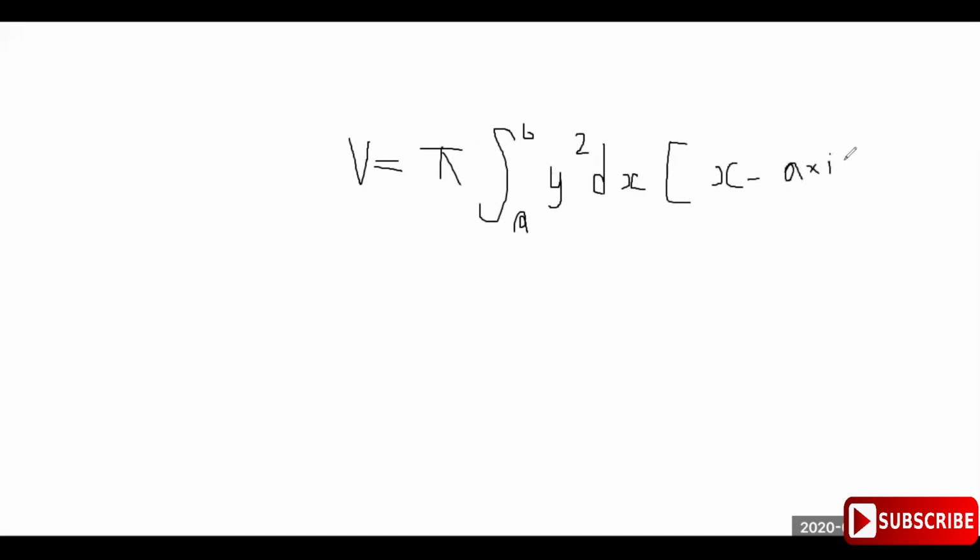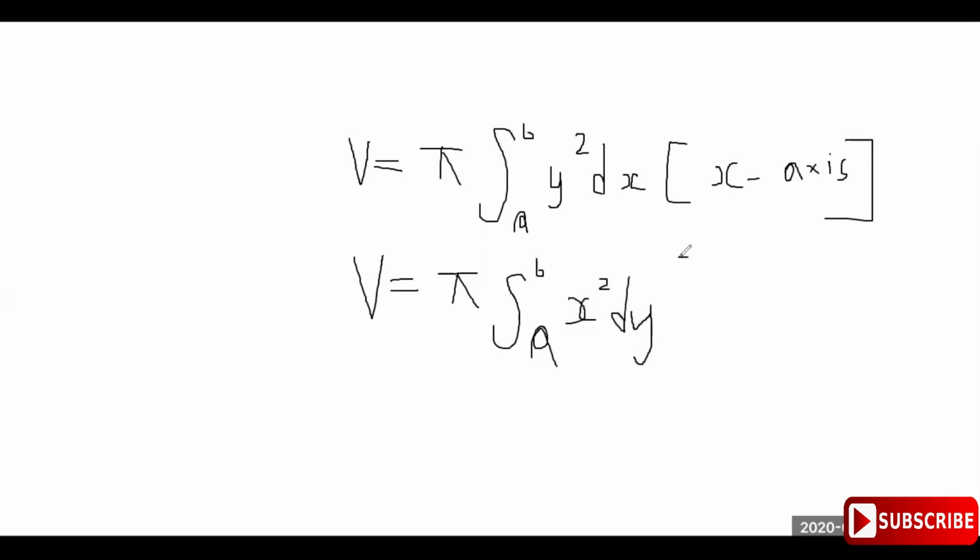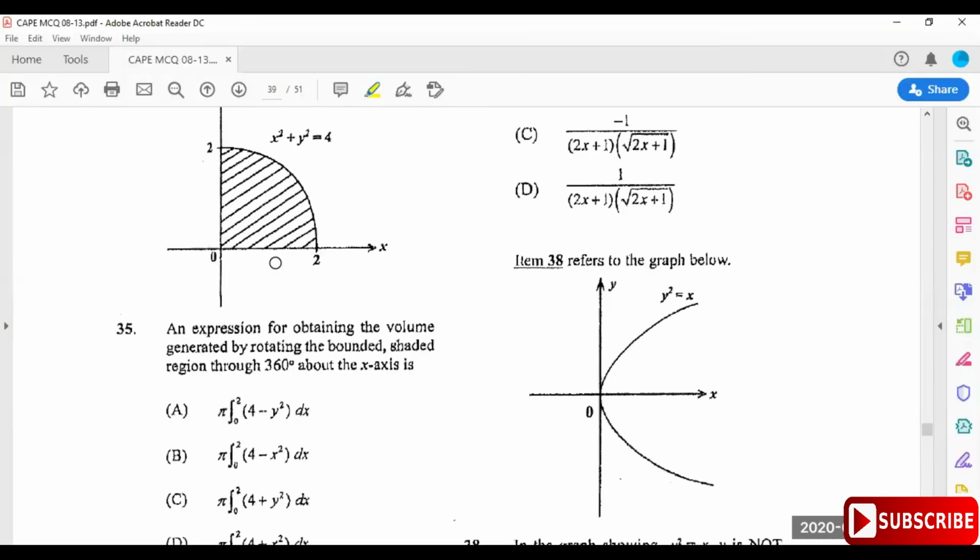Sometimes they ask for volume around the x-axis, and next time volume around the y-axis. Volume around the y-axis is pi times the integral from a to b of x squared dy. That's why I wrote it down. Very key. Every year they put this question, but they change up whether it's the x-axis or the y-axis.